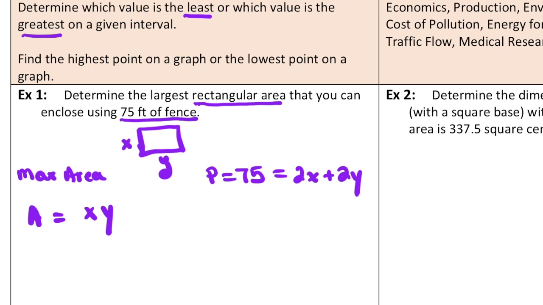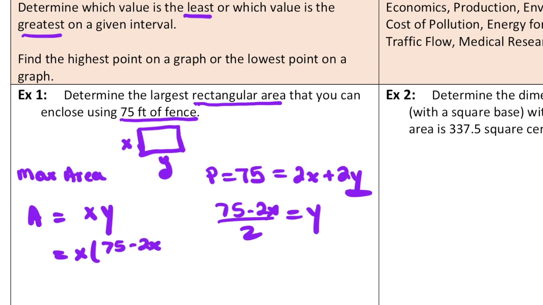We want to write our area equation as a one variable expression. In this problem, I'm going to solve for y. So 75 minus 2x divided by 2 equals your y value. And we substitute. We have x times (75 minus 2x) divided by 2. Before you find the derivative, simplify the problem as much as possible because you want your derivatives to be as simple as you can make them. So we will have x squared once we cancel out the 2's.